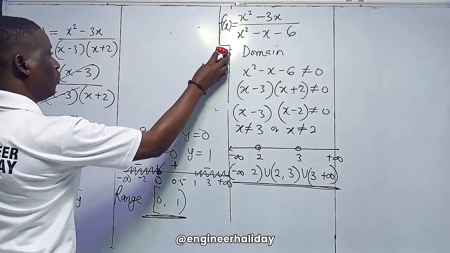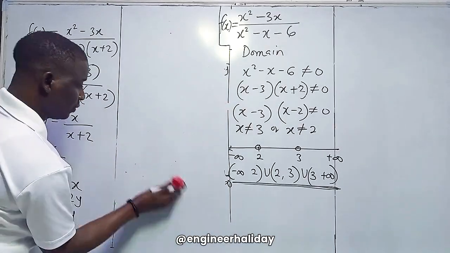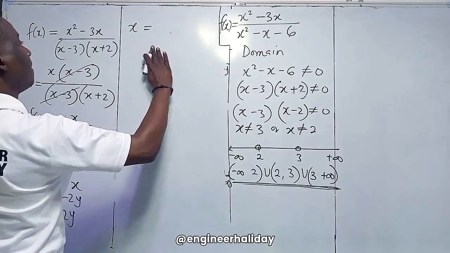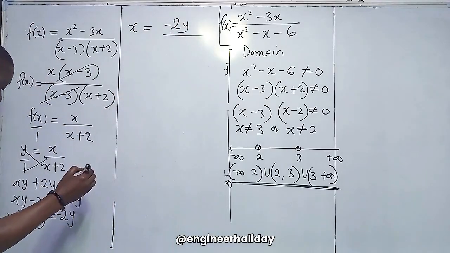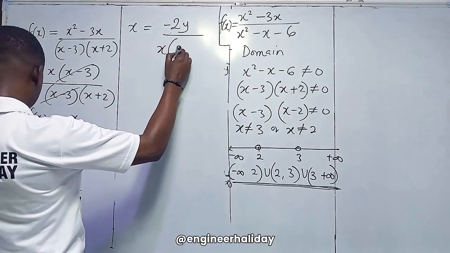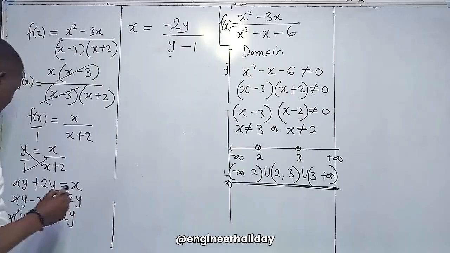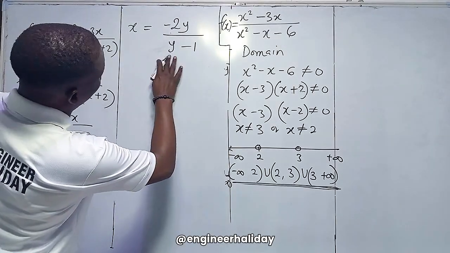And the denominator, we are going to have x equal to minus 2y divided by y minus 1. Oh, sorry, y minus 1. So that's what I will have now. So we are not going to consider the denominator, only the denominator.